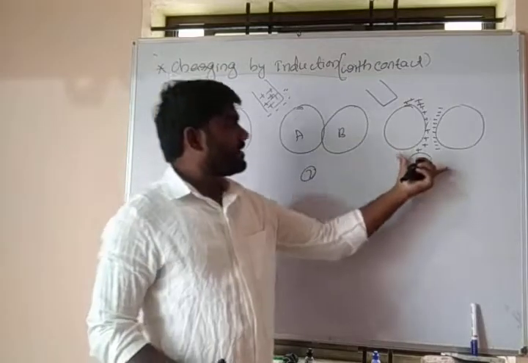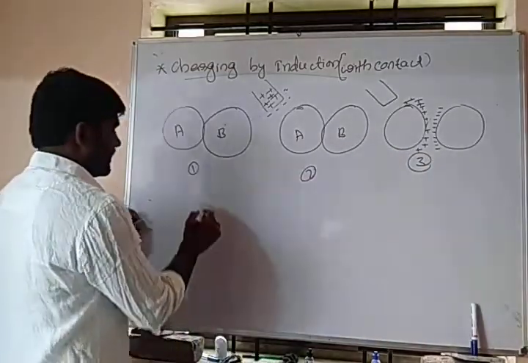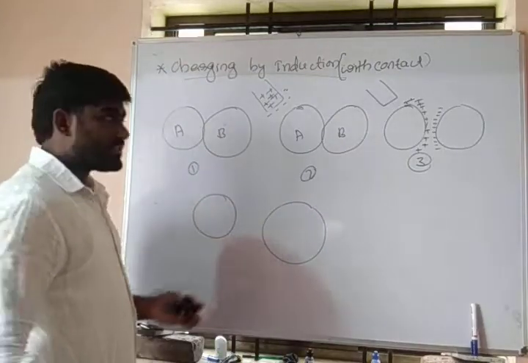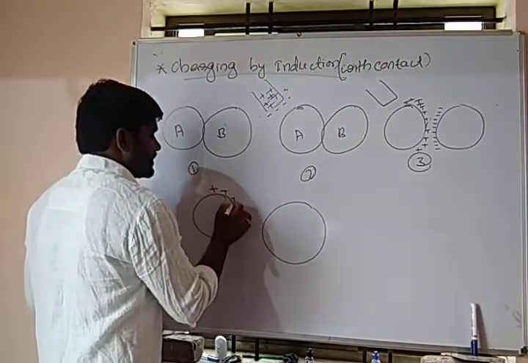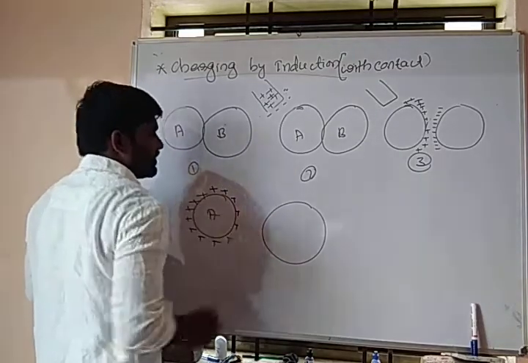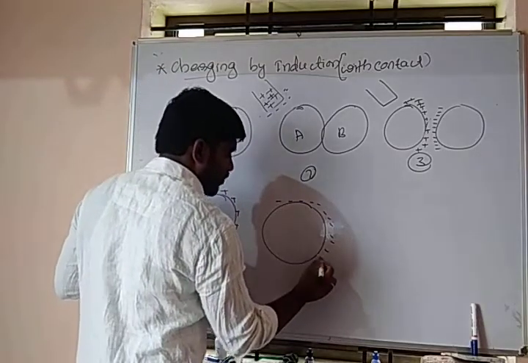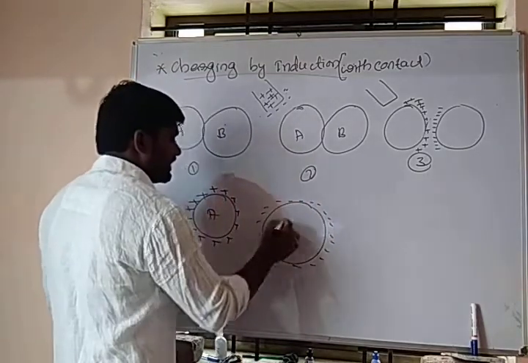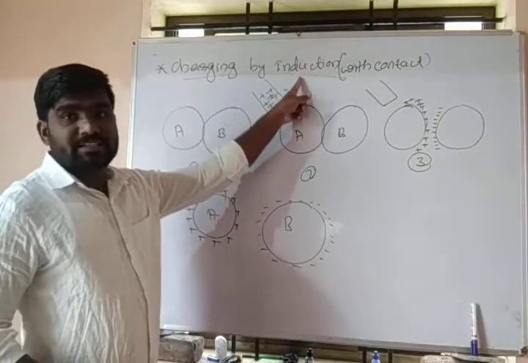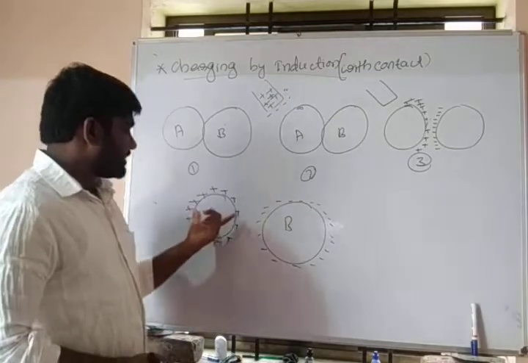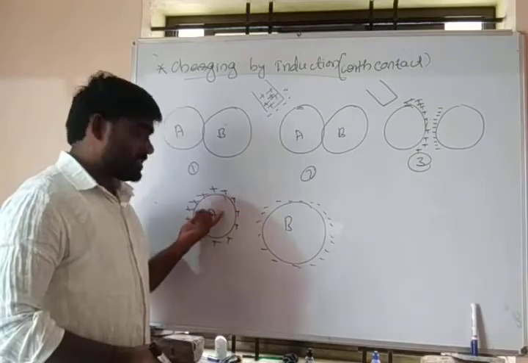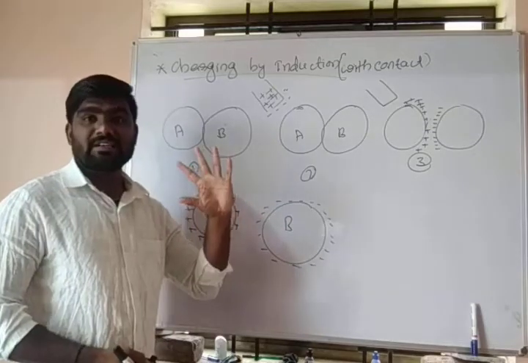Then what am I doing? I am making a big distance between these two. See here. If the distance is very large between these two spheres, then what happens? Positive charges are acquired on one sphere, and negative charges are acquired on another sphere. So charging by induction, finally what we get? Both are charged spheres. It is a positively charged sphere, and it is your negatively charged sphere.